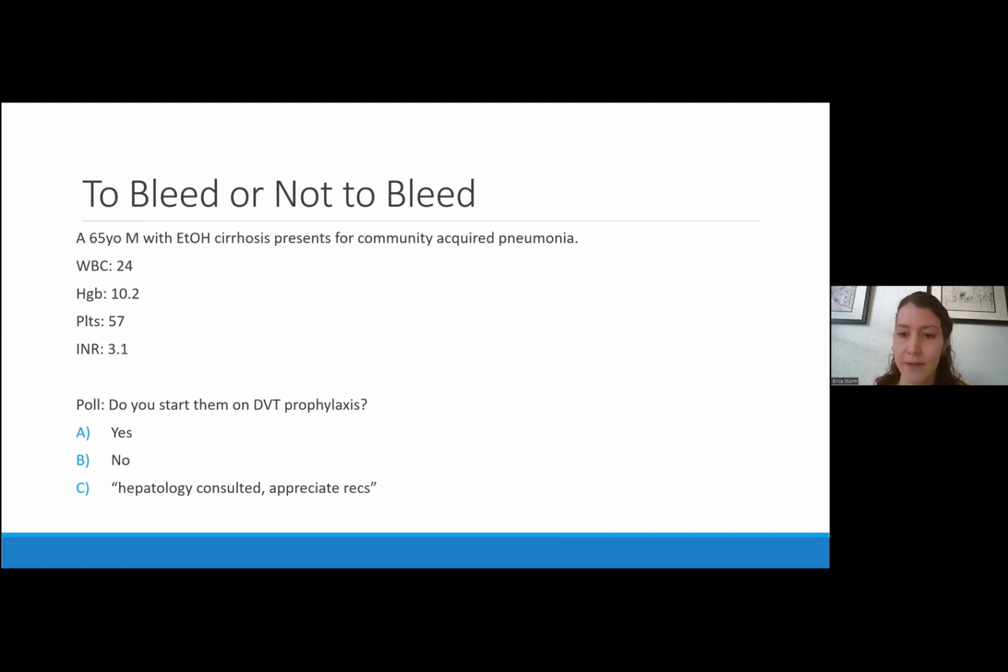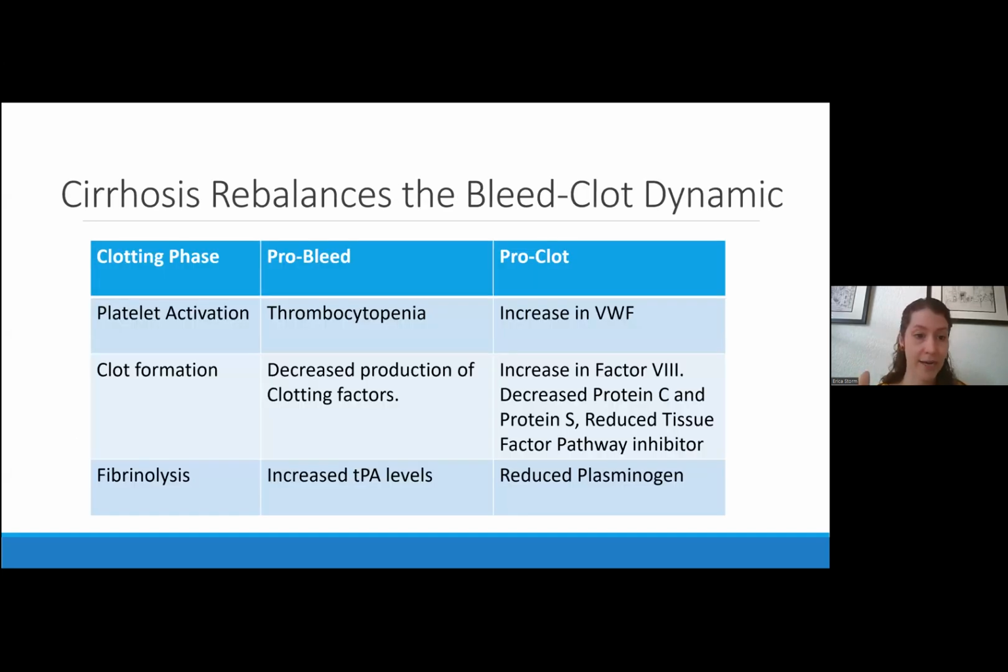Lovely. So I think most of us clearly have some level of understanding about coagulopathy and cirrhosis. For time, I'm going to speed through some of this, but it's only just to say that the pathophysiology of coagulopathy and cirrhosis is really fascinating.